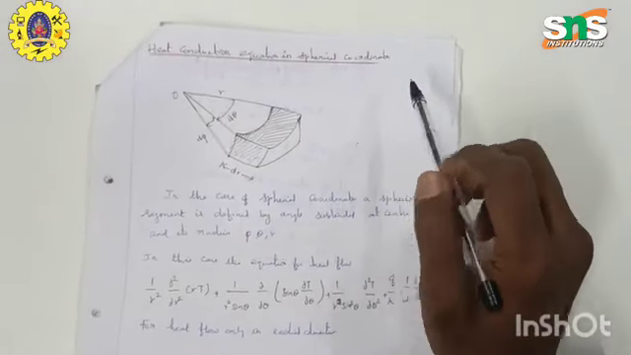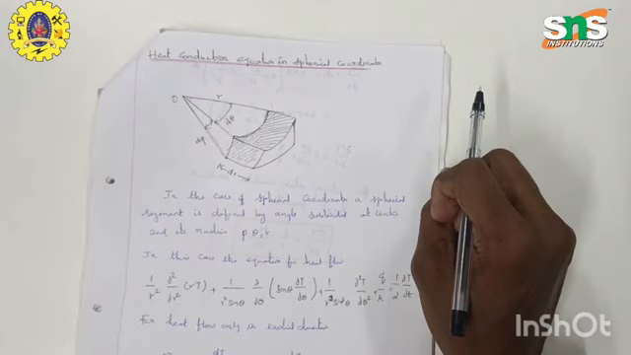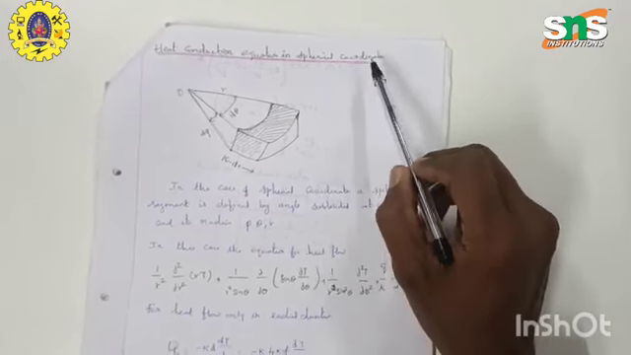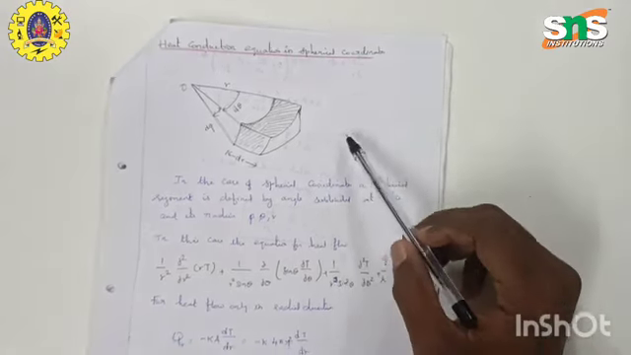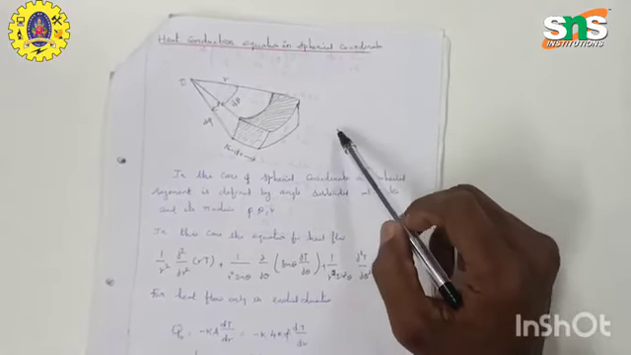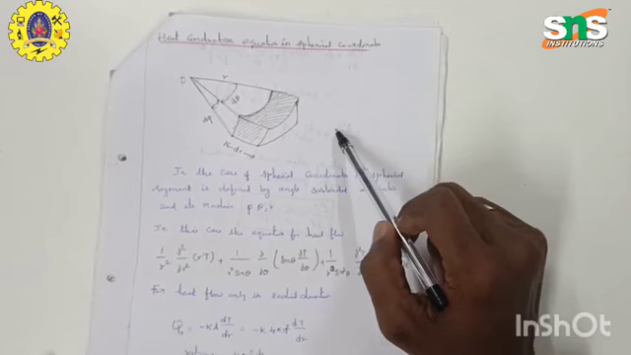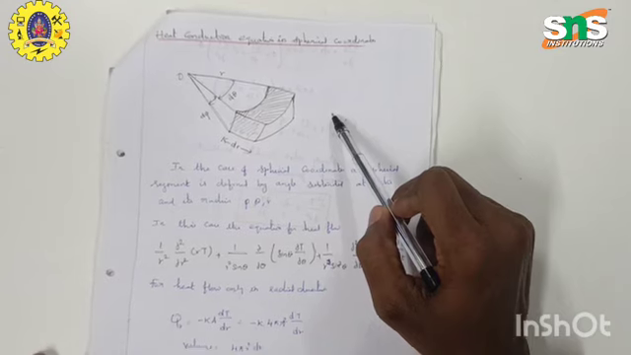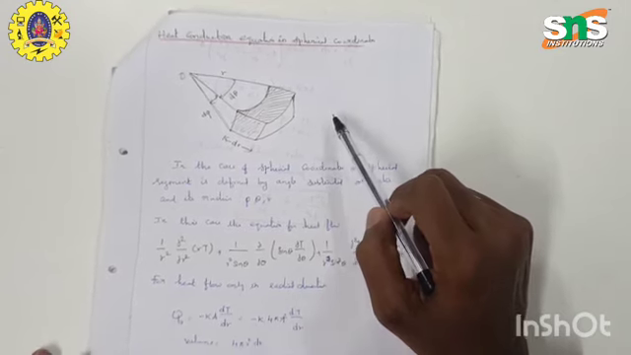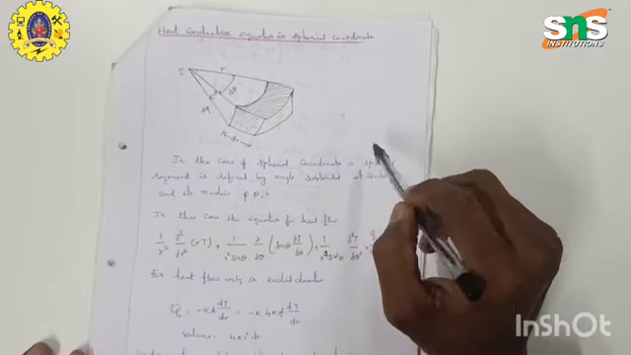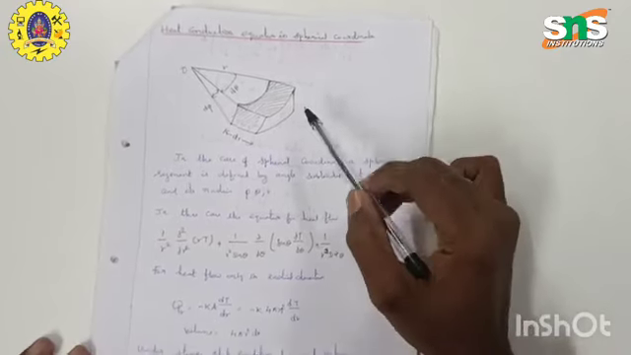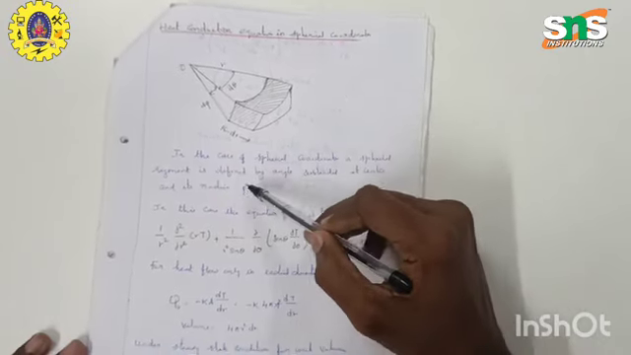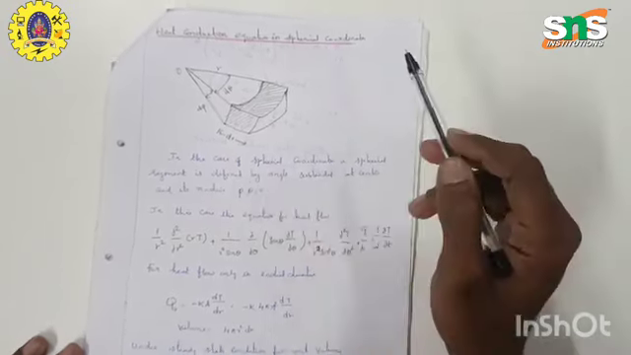Today we will see, in this video lecture series, the heat conduction equation in spherical coordinates. In the previous video we discussed the heat conduction equation in Cartesian coordinates and cylindrical coordinates. But in this case we will find out how heat is conducted in a spherical element. So consider this is a spherical element at the center, with coordinates r, theta, and phi.